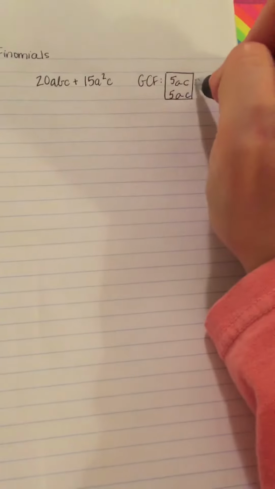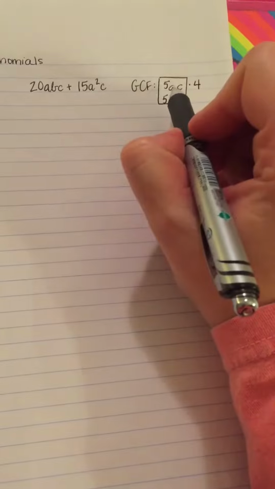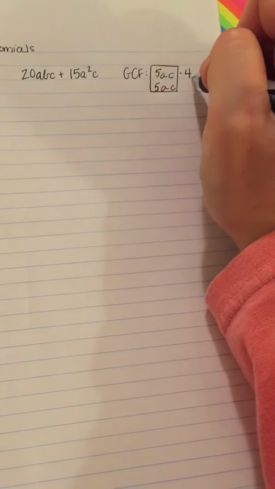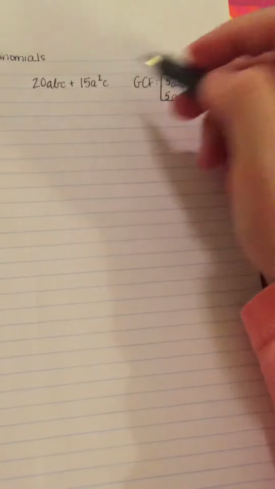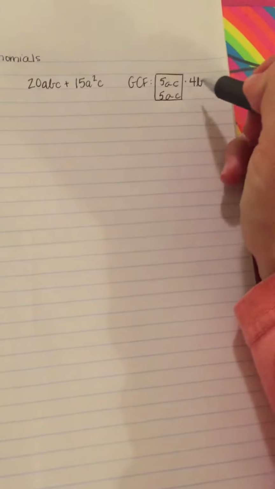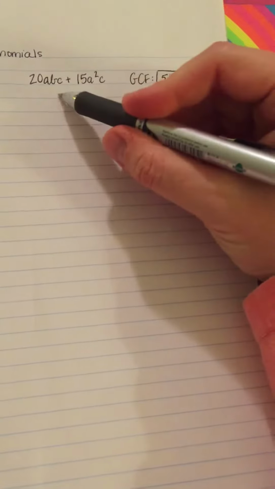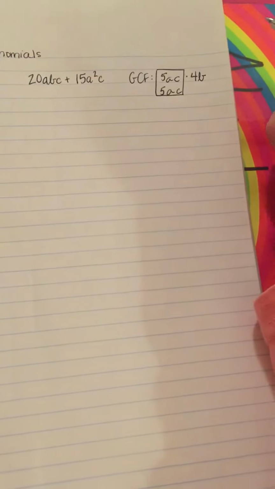So, to get from 5 to 20, we know we have to multiply by 4. From A to A, well, that stays the same. I need a B, so I have to multiply the 4 by B. And then my C's stay the same. So if I multiply 5AC times 4B, I should get 20ABC.